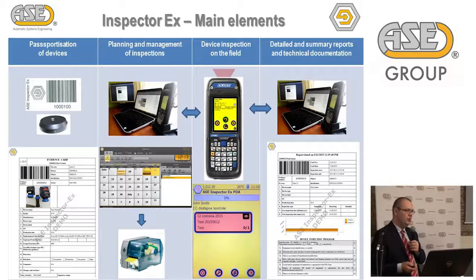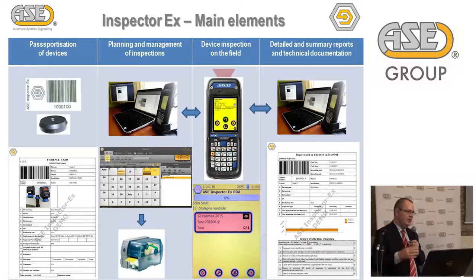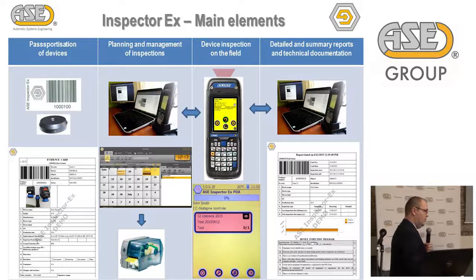It's impossible to do it just in the room and fill in the tables. You have to go into the field because you need to read the barcode on the device. If you do not read it, you cannot start the inspection. And of course, reports: detailed and summary reports and technical documentation.